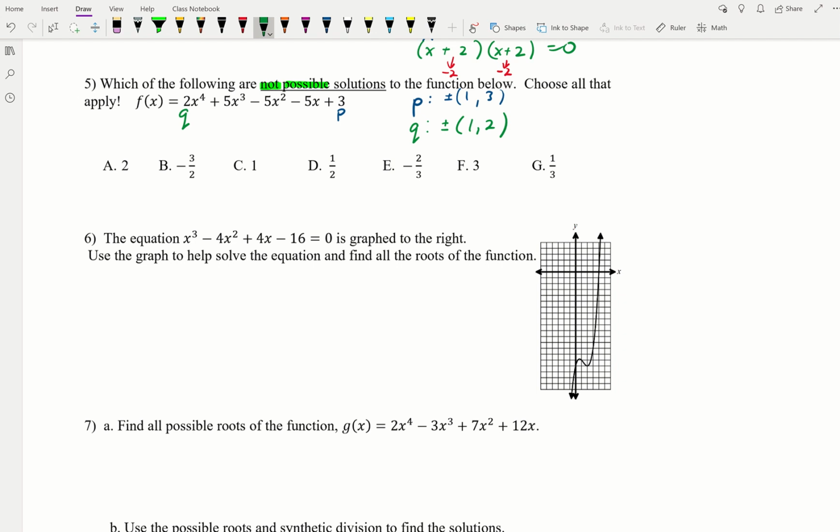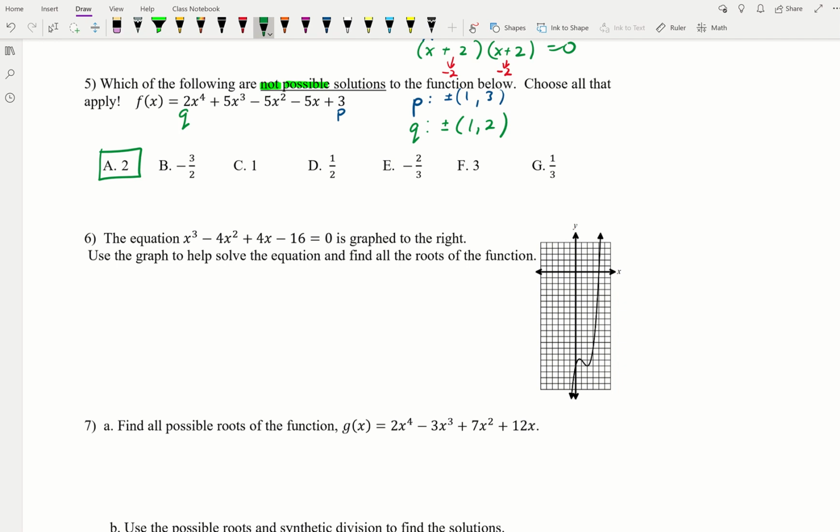So the way that we can determine if it is possible is if I can take one of my blue factors and divide it by my green factor to get it. So 2, I can't use 1 or 3 on top to get 2. So 2 is not a possible root.